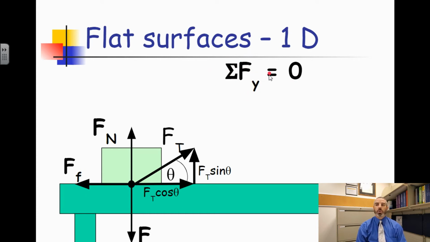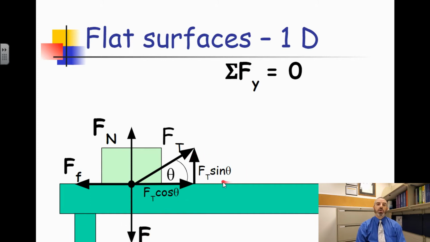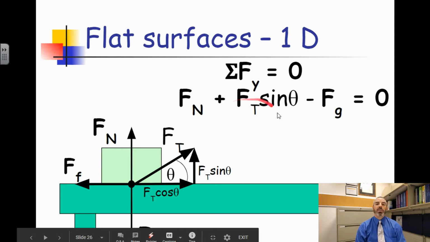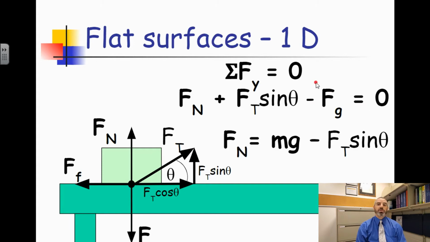I can see I have the normal force pointing up, I have the gravitational force pointing down, and I have this piece of the tension force pointing up, the Ft sine theta. So I'm going to add anything that points up, and I'm going to subtract anything that points downward. Because it's not accelerating vertically, those forces are all going to add up to 0, which is an application of Newton's first law. So we rearrange the equation to solve for the normal force, and we get the normal force is equal to mg minus Ft sine theta.